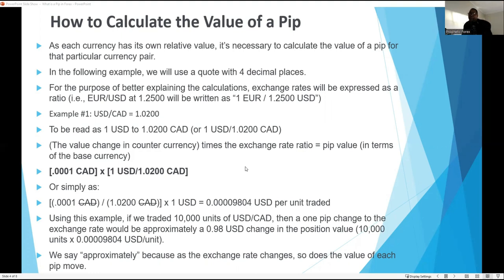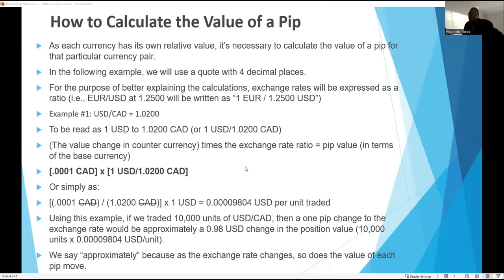Okay, so for the example number 1 that we're going to use, we're going to be talking about USD CAD, and of course we can see the exchange rate there for CAD is 1.0200. So what are we trying to do? We're trying to find out how much it is in our base currency. And how to do that, basically we take the value change in our quote currency times the exchange rate, which equals the pip value in terms of the base currency.